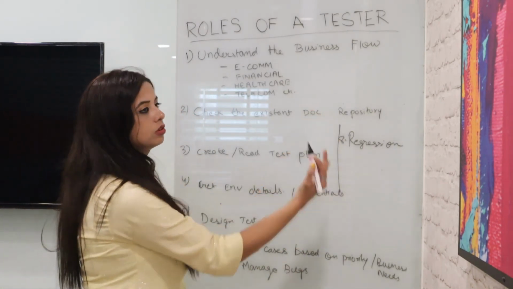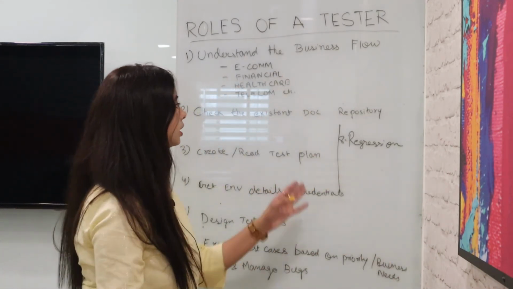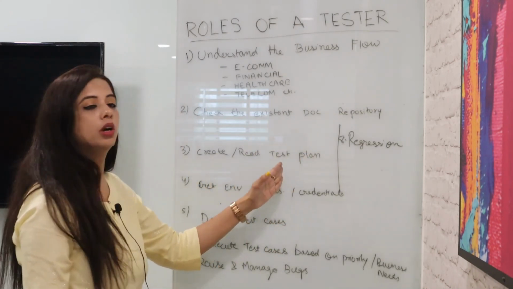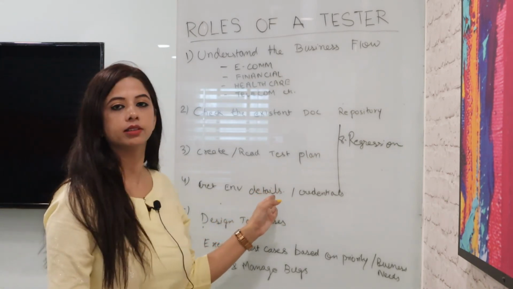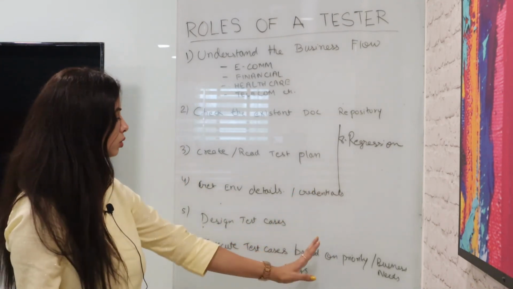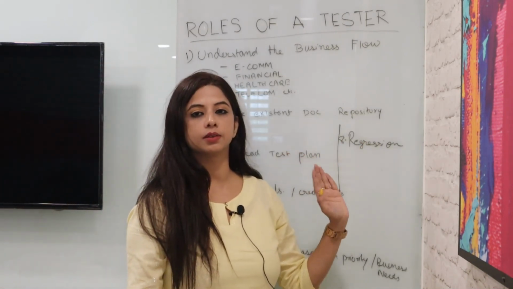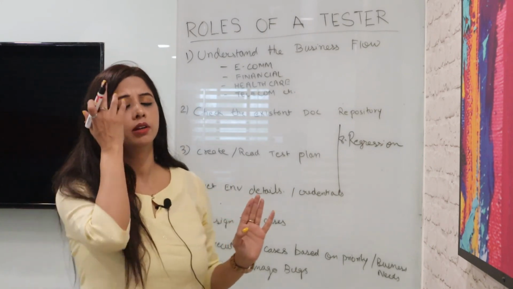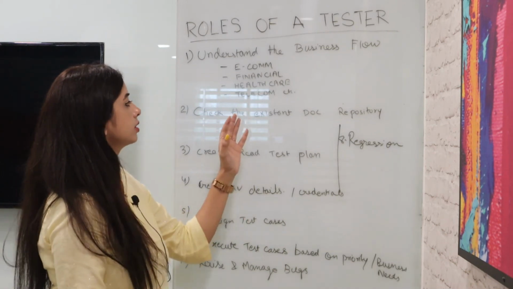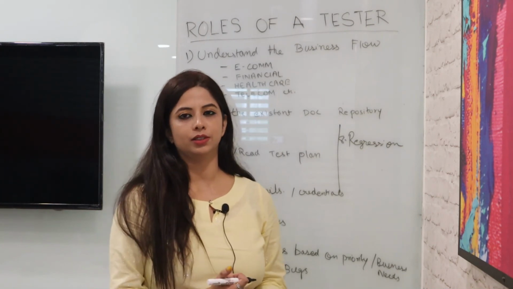So these are the major roles of a tester, the day-to-day activities a tester needs to do. He needs to understand the business flow. He needs to read and create documents related to the application. He needs to create the test plan. He needs to understand the environment details and the credentials he's going to work on. He needs to write test cases. He needs to execute test cases, raise bugs, manage the bugs, perform regression testing, write automation test cases, run the automated test cases, and submit test reports. So you can get an idea of what a tester usually does in day-to-day life.